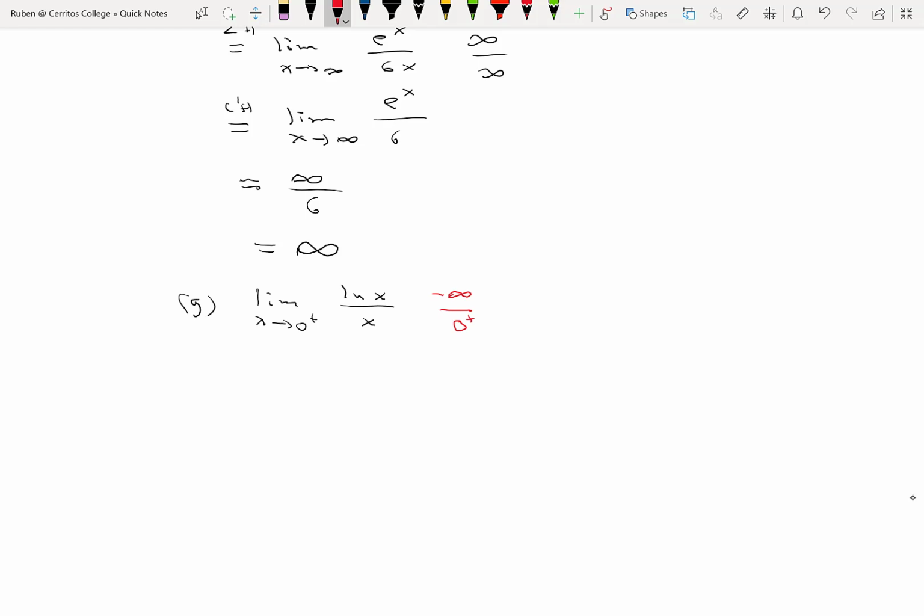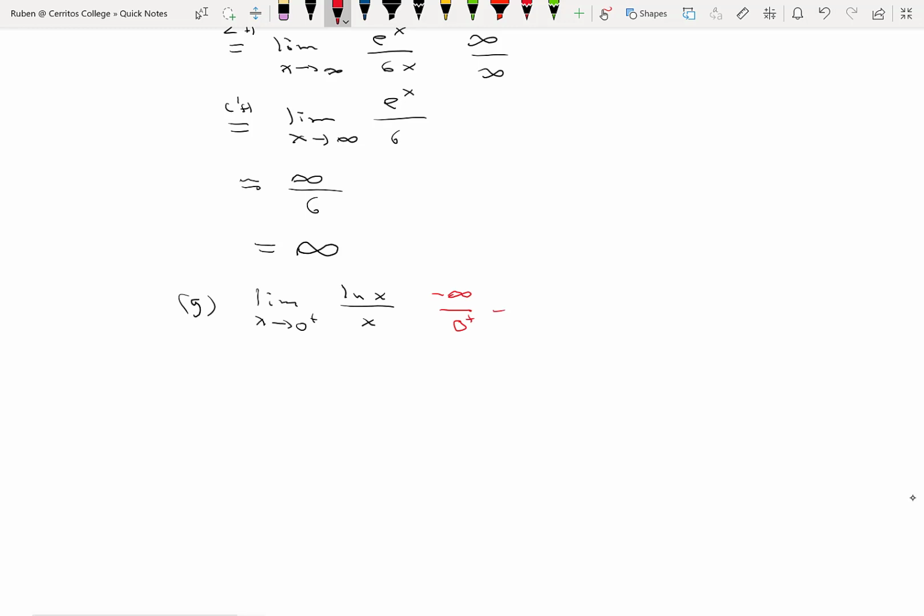If you don't see what this limit is, the numerator is getting huge but negative, and you're dividing by small. When you divide by small, you make big. That's the big little principle from pre-calc. If you divide by small numbers, you get something big. So you're dividing negative infinity, which is already pretty big, by something small. It makes it even bigger.